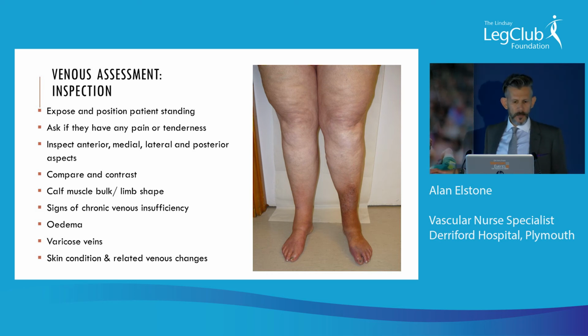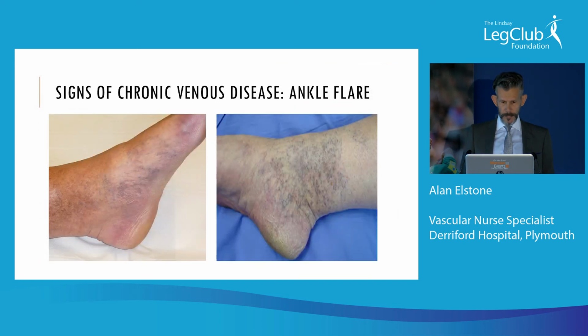So there's lots of things we can look at. We can look at the calf muscle bulk, that's important, the limb shape, are there any changes, signs of chronic venous insufficiency, which we'll go through in a moment. Edema is a whole other field. Again, do they have edema, and is that fairly new edema? Is it chronic edema? As we were saying yesterday, lymphedema, are there varicose veins there? And generally looking at the skin and other related venous changes. So there's quite a lot that we can just see from inspection before we start touching the patient themselves or looking at any wounds that are there.